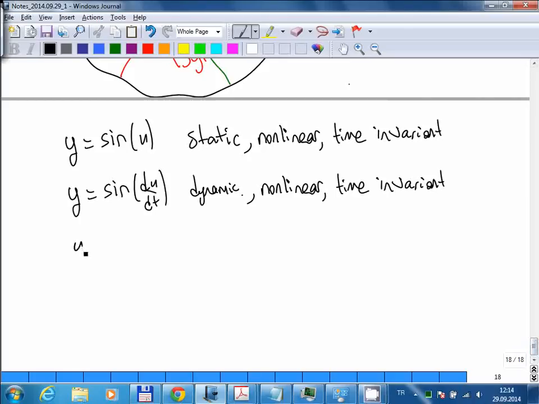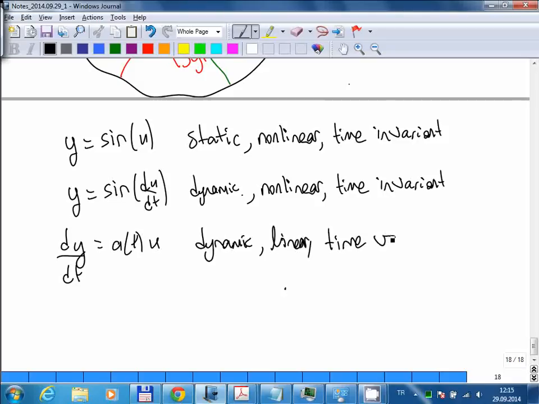Okay, so let me give you just two more examples. Say you have dy over dt is equal to an expression with input and output and derivative terms, so this is dynamic. The input and outputs and their derivatives are appearing as linear functions, so that is a linear system. But you have this coefficient, which is a function of time, so that makes it a time varying system.